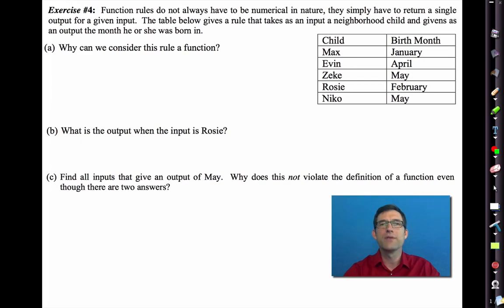The table below gives a rule that takes as an input a neighborhood child, and gives as an output the month he or she was born in. Letter A. Why can we consider this rule a function? Notice the little typo here. We'll get rid of that eventually in the worksheets. But why can we consider this rule a function? Think about this for a moment. Pause the video if you need to.